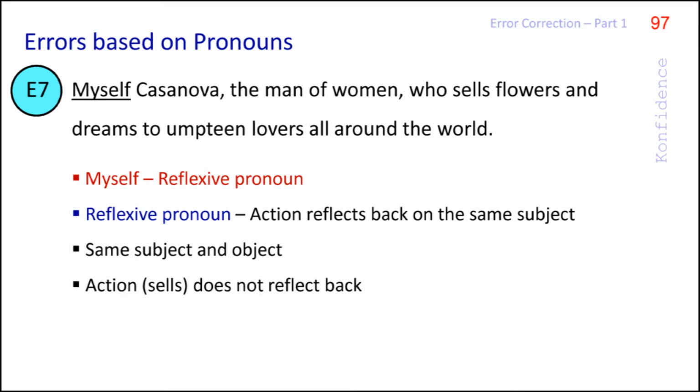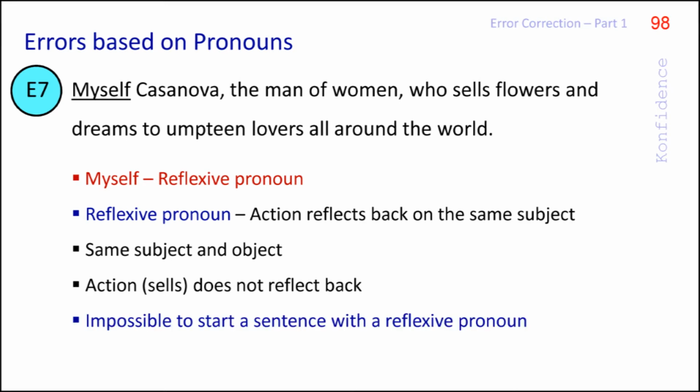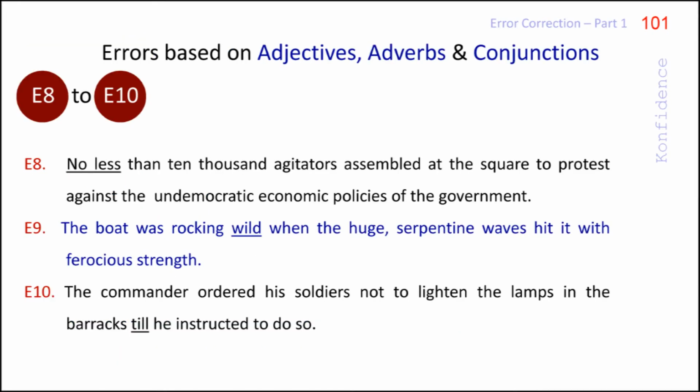In the sentence mentioned, the action sells does not reflect back. So, it is incorrect to use the reflexive pronoun myself in this sentence. It is also wrong to start a sentence with a reflexive pronoun. A reflexive pronoun comes only after a verb that reflects back onto the subject. So, instead of myself, we must use I am in the given sentence. Now refer to the examples E8 to E10.